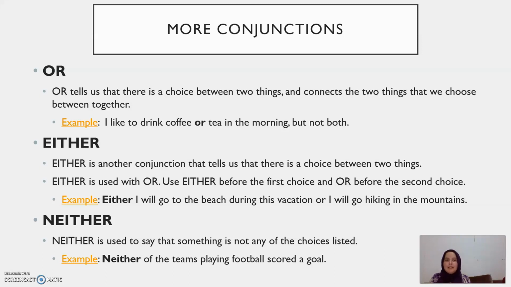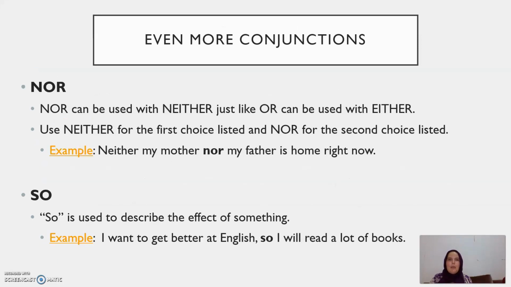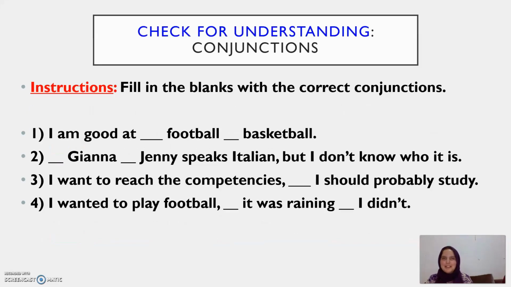Did you get them all down? Great. Now we're going to move on to even more conjunctions. Pause the video now to write down these last 2 examples of conjunctions in your notebook. Make sure to get them all down because we're going to move on to review next. Now that we've gone over conjunctions, we're going to check for your understanding. Pause the video and write down these 4 questions in your notebook. Fill in the blank with the correct conjunction. When you're ready to see the answers, unpause the video.